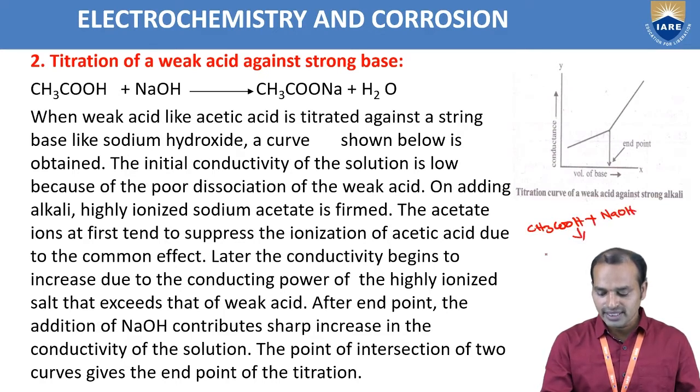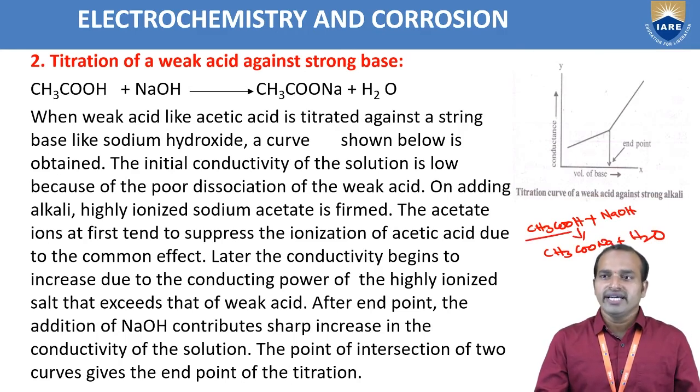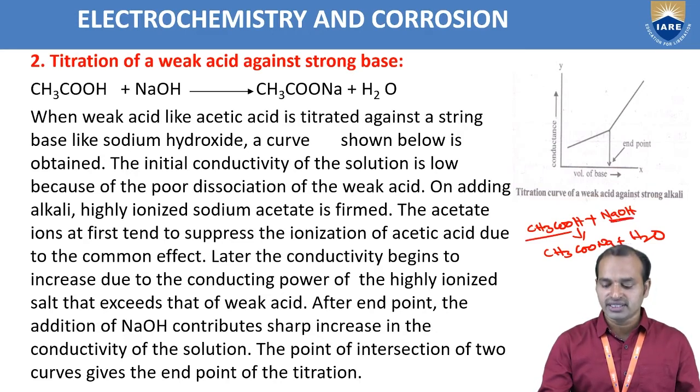So that forms CH3COONa plus H2O. CH3COOH is a weakly ionized compound. We take that in a beaker. NaOH is filled in the burette. Now the cell is dipped in the weak acid and connected to the conductivity meter.